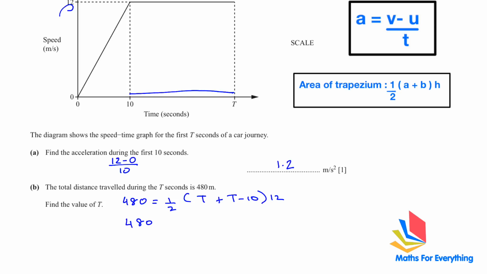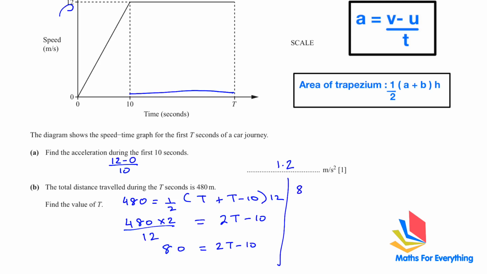480, 2 is a divide. When I bring it to the other side, it will be a multiply. 12 is a multiply, so it will be a divide. T plus T will give you 2T minus 10. Put this whole thing in the calculator and we will get 80 is equal to 2T minus 10.